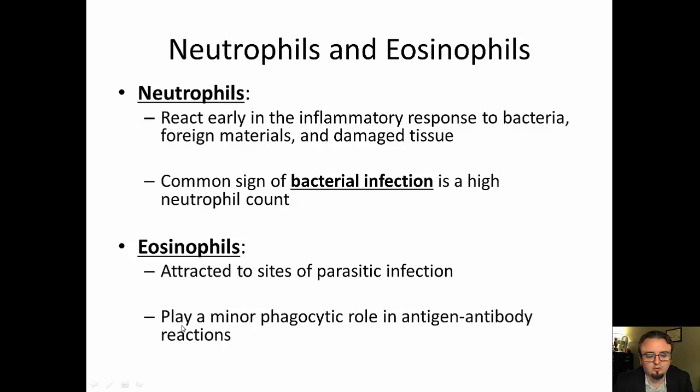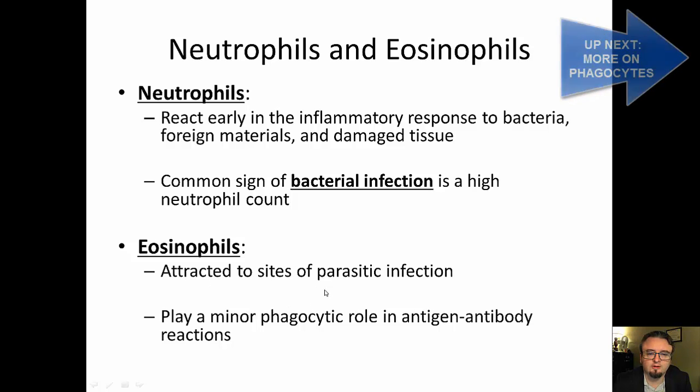They also play roles in what are called antigen-antibody reactions, which is something that we'll talk about later when it comes to chapter 15 and chapter 16. We'll talk about disorders of the immune system. So these are both kind of very general types of phagocytes, neutrophils being the most common, and eosinophils being a type that would respond to certain types of infections, worm infections as an example.